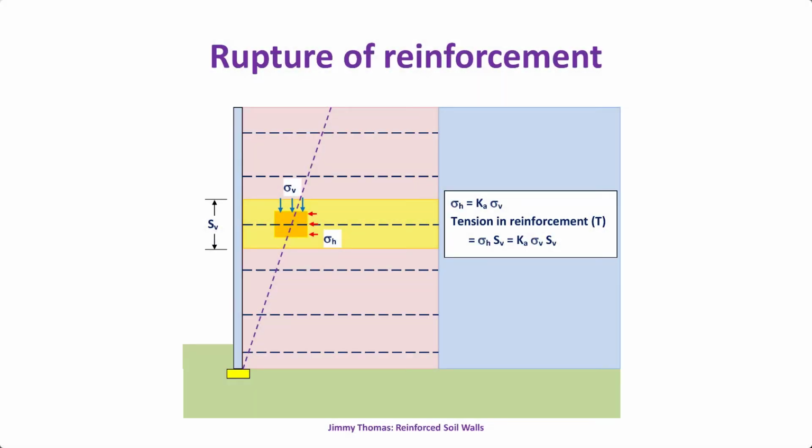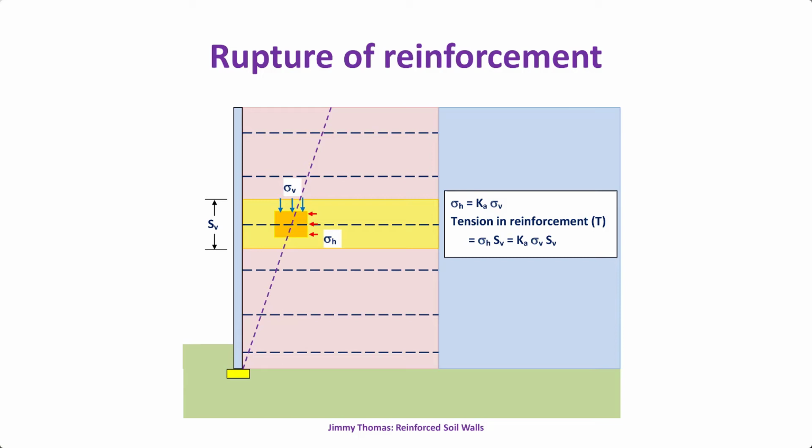Then the second internal failure mechanism is rupture of the reinforcement. The reinforcement mobilizes tension, and if the tensile strength is not adequate, it will rupture. So we have to ensure that the available tensile strength is more than the tension developed, with an adequate factor of safety. So how do we calculate the tension?